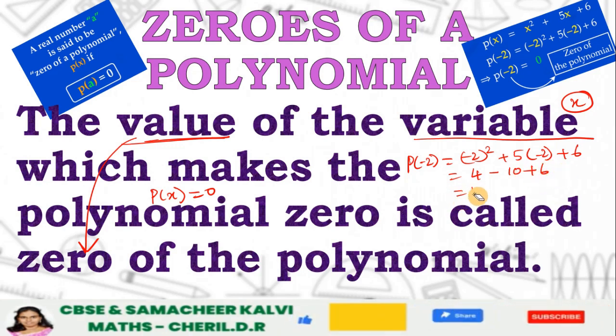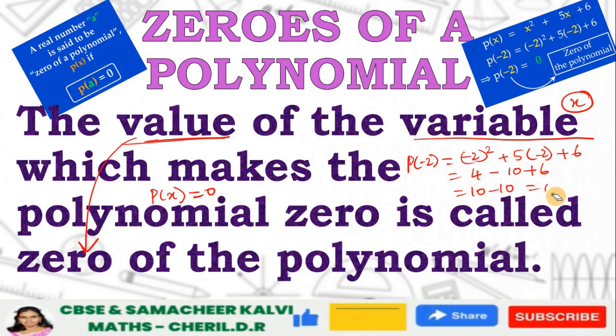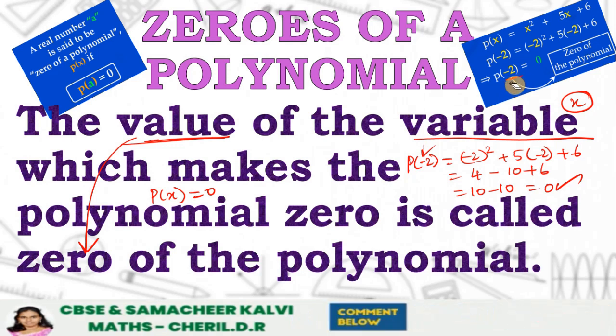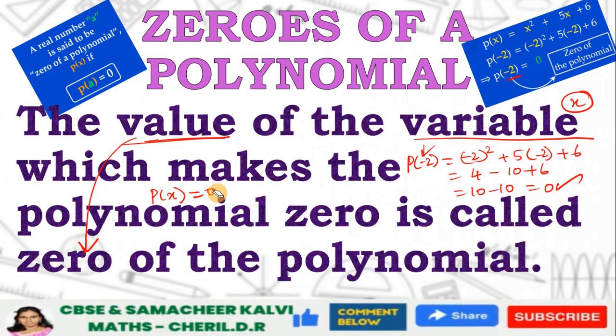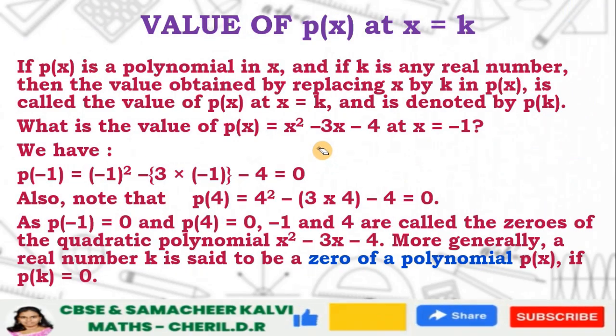So what is going to be now? 10 minus 10, which is going to be 0. Have you got 0? Yes. So now what is the 0 of the polynomial here? It is going to be minus 2. Okay. So then we can write the 0 of the given polynomial is going to be minus 2. So we can find these zeros for any given polynomial.